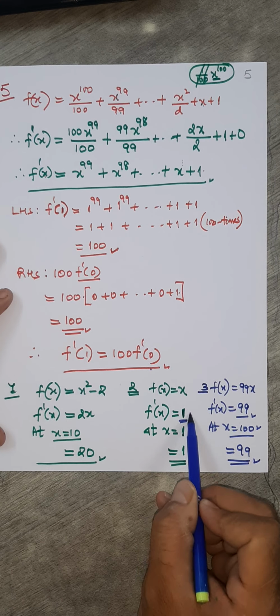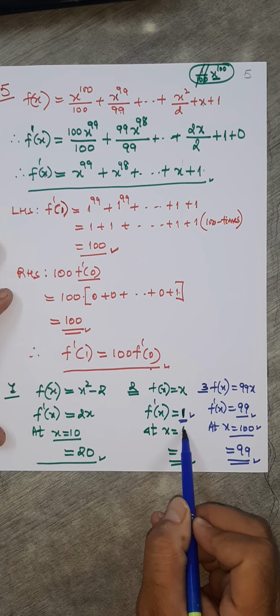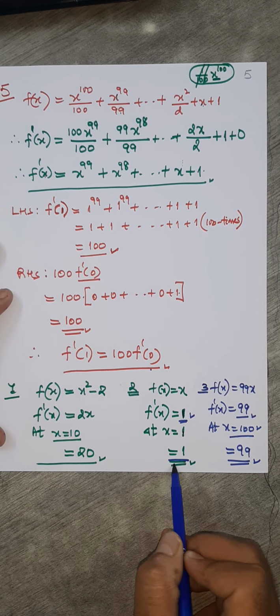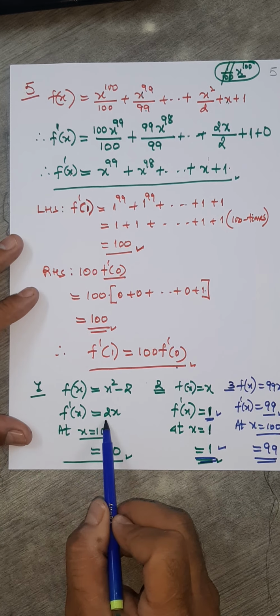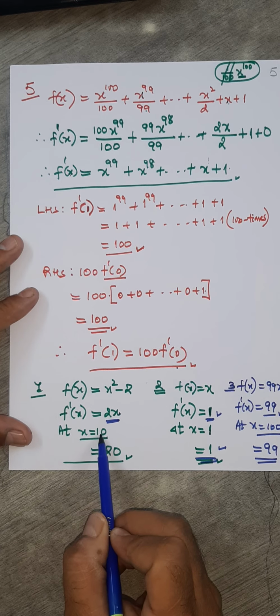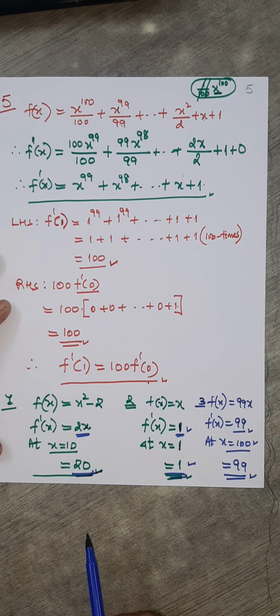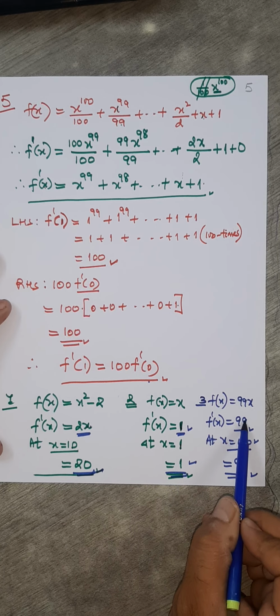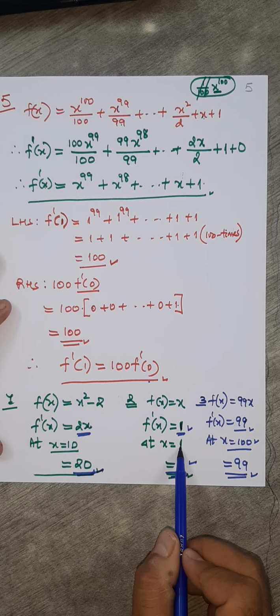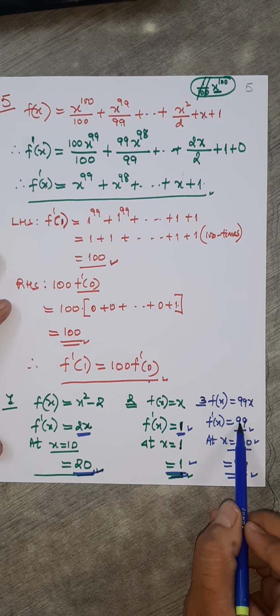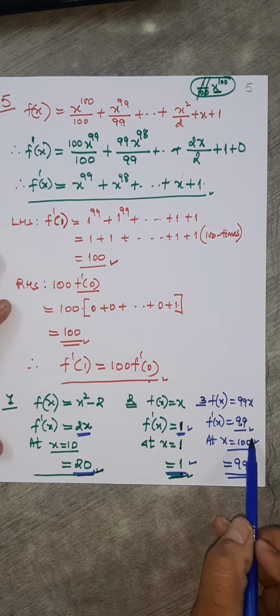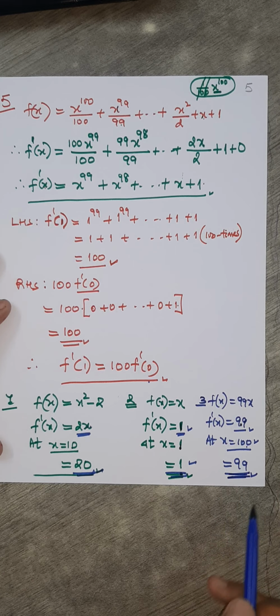Here this is a constant. So whether it is 1 or 2 or at any place, the final derivative will be 1 only. Here the derivative depends upon x, so that's why we could place x equals 10 and finally we are getting 20. Here derivatives are constant, so whether it is at 100 or any other place, the derivative will be 99 only.